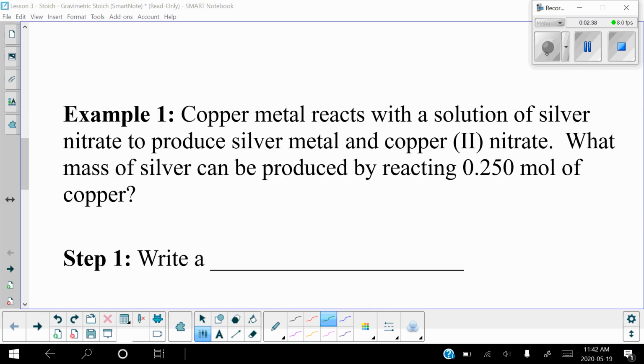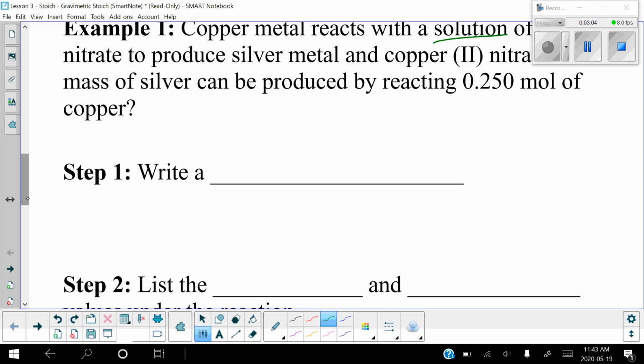All right, let's put our knowledge to use. Example 1: copper metal reacts with a solution of silver nitrate. Okay, so it says it's in a solution. That means we're going to have to check to see if things are aqueous. To produce silver metal and copper nitrate. What mass of silver can be produced by reacting 0.25 moles of copper?